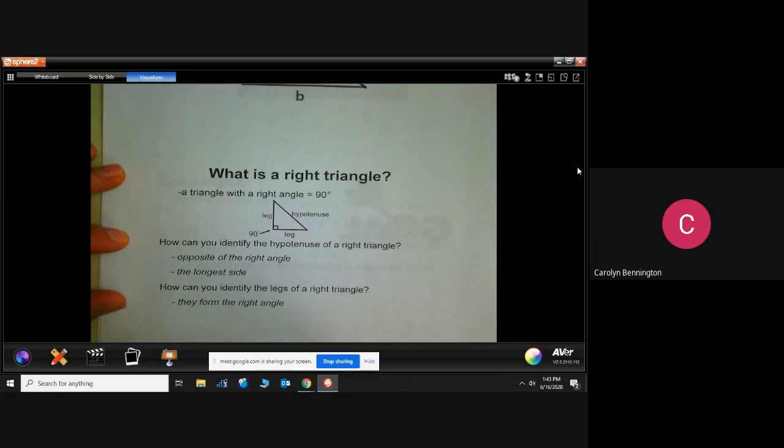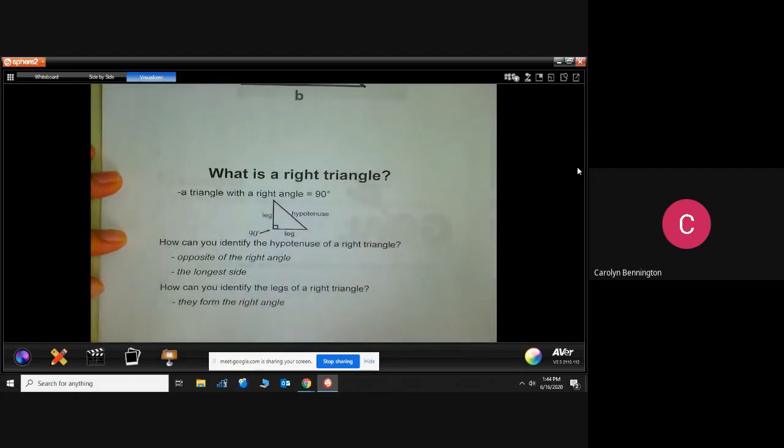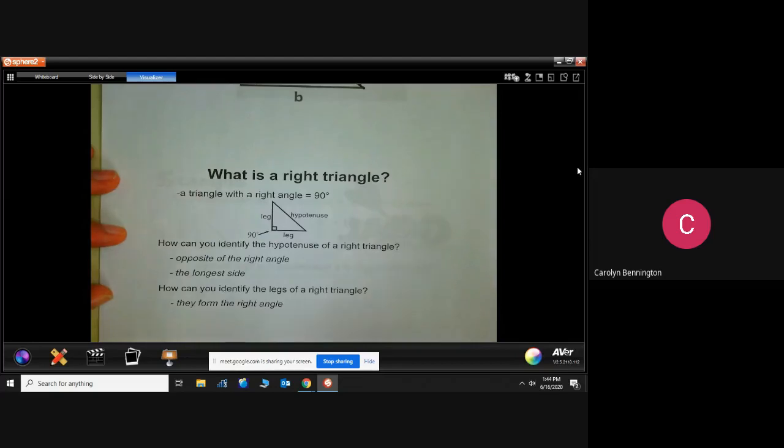Now with the hypotenuse, there are two ways that you can identify it. The first one is that it's the longest side of the right triangle. So the hypotenuse is always the longest side. Sometimes the hypotenuse is drawn in a way that you can't really tell which one of the three sides is the longest side.